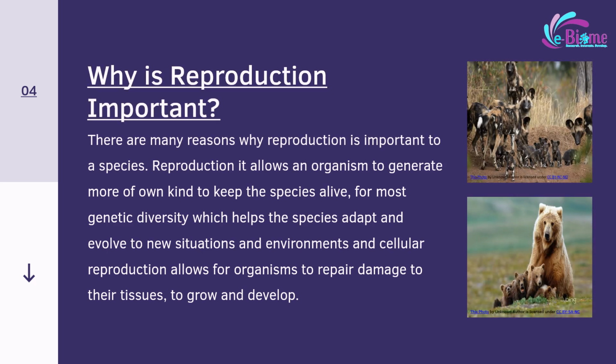Now that we have a better understanding of what reproduction is, let us learn why reproduction is important. There are many reasons why reproduction is important to a species. Reproduction allows an organism to generate more of its own kind and to keep the species alive. Reproduction allows a species to continue its genetic legacy and allows an organism to pass on its own genes. Reproduction also aids in genetic diversity of a species by producing genetically distinct individuals, which helps improve genetic diversity.